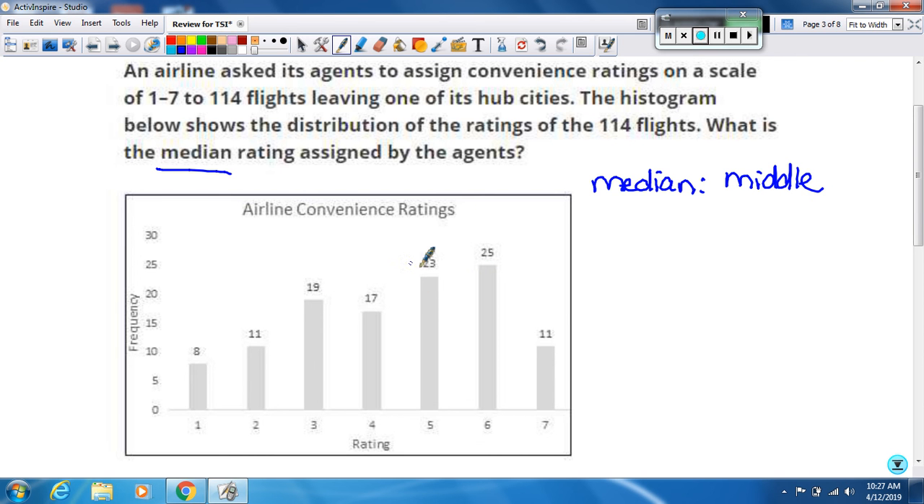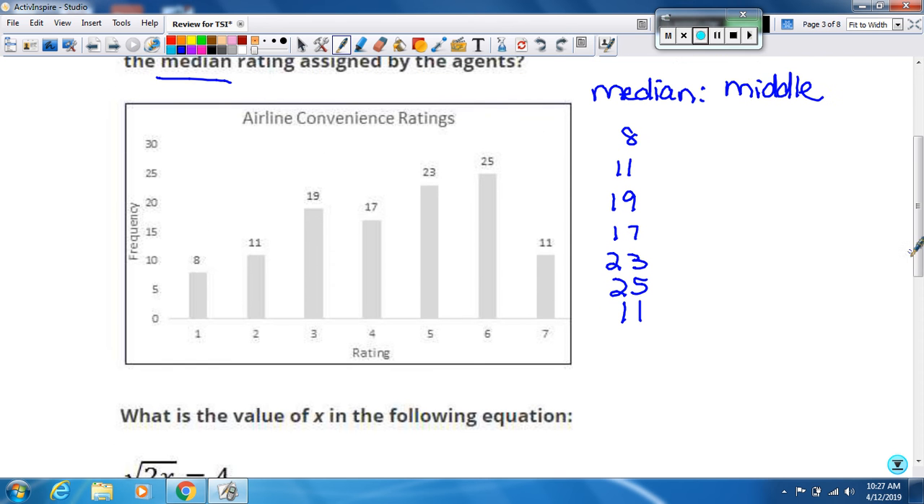So I'm going to write down all of these totals here in the order they appear. So 8, 11, 19, and 17, 23, 25, and 11. And then I'm going to add those up. So that's 114. And you want the middle, so you have to divide by 2. So the middle number would be the 57th number on the list.